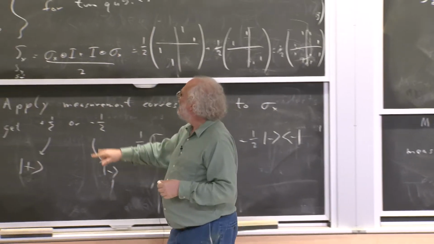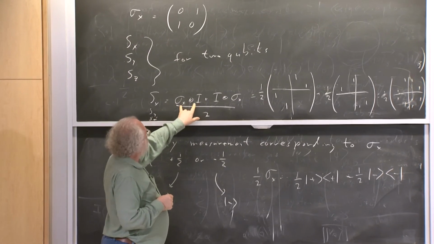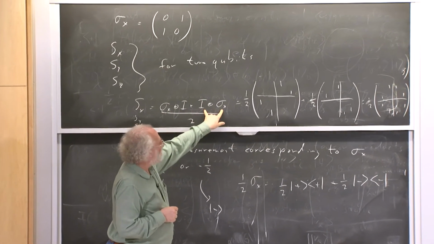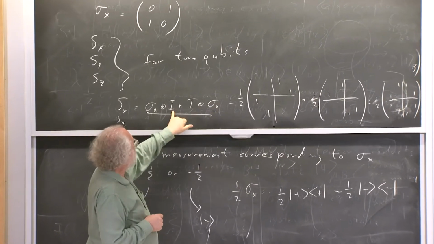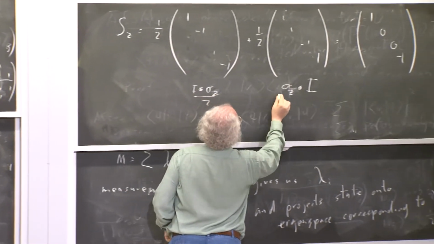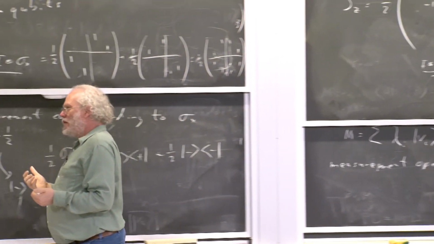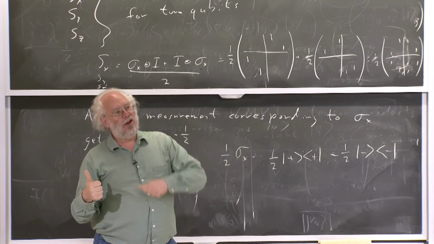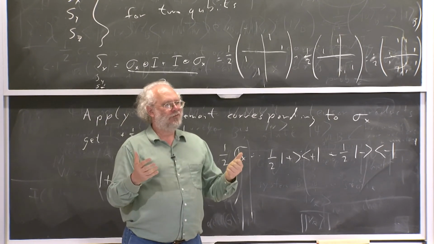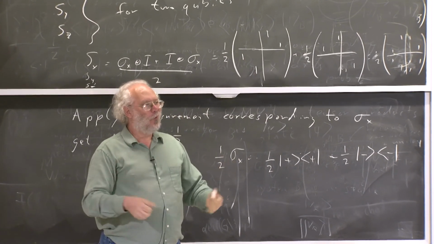So if we take the first part, this is the spin of the first particle, sigma x tensor I over 2, and this is the spin of the second particle in the x direction and in the z direction. So if we multiplied them, we would be taking the spin of the first particle and multiplying it by the spin of the second particle, which would give us an observable, but it's not the observable for spin.